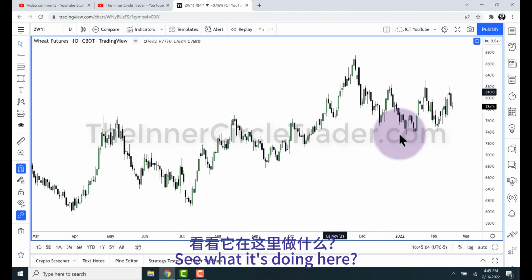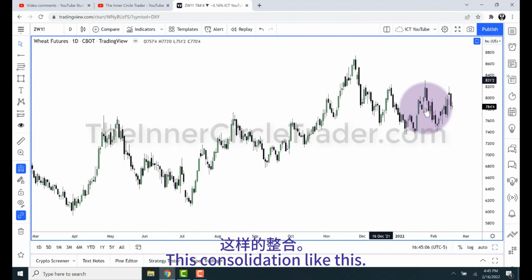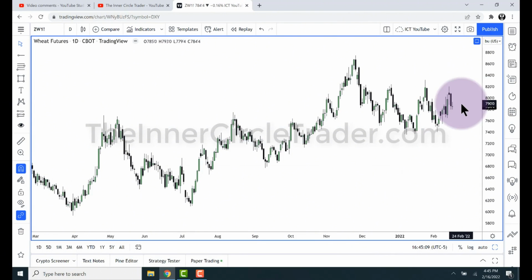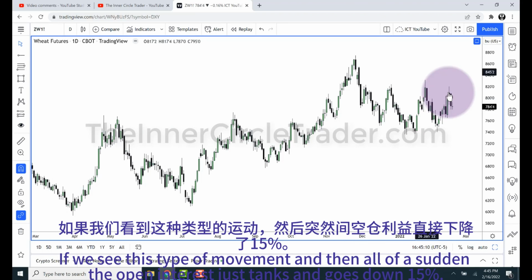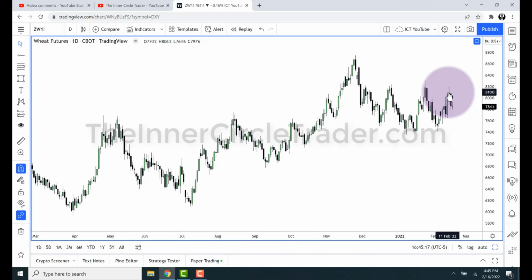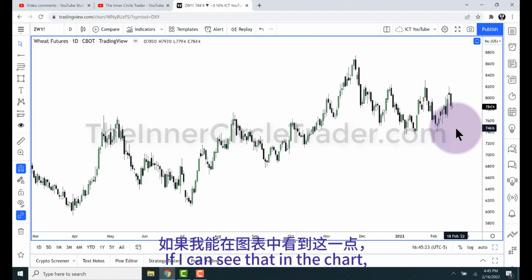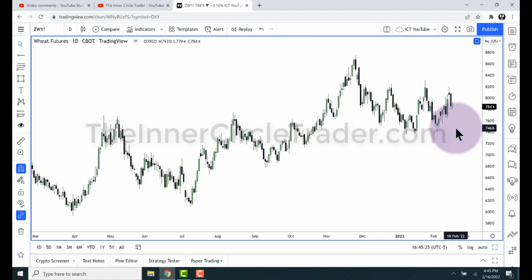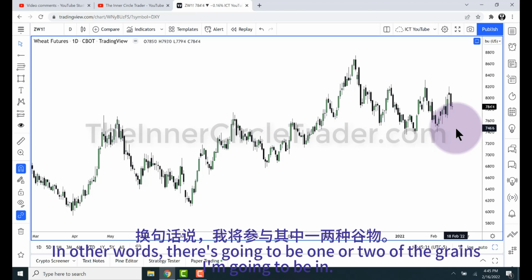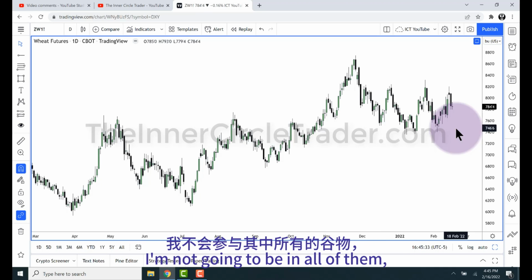Yes. See what it's doing here? This consolidation like this, that's what I'm referring to. If we see this type of movement, and then all of a sudden the open interest just tanks and goes down 15%, wow, that's going to be it for me. And I'm going to be looking for hopefully the move down as it's doing it. If I can see that in the chart, I'm going to tell you what I like out of the grains. In other words, there's going to be one or two of the grains I'm going to be in. I'm not going to be in all of them.